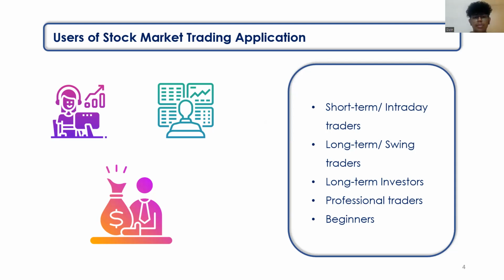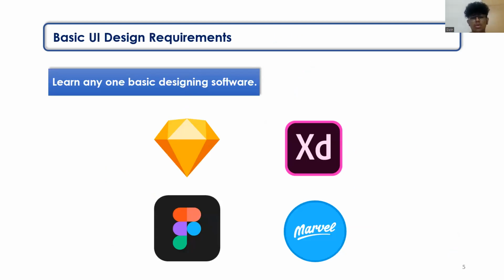These can be beginners or professional traders. So we should keep in mind that this application will be used by beginners as well as professional traders. The design should be easily understandable and simple, so that it can be used by a beginner as well as a professional trader. Now let's see what the basic UI design requirements are. The first and basic UI design requirement is to know one of the basic designing software. These are examples of some of the designing softwares.